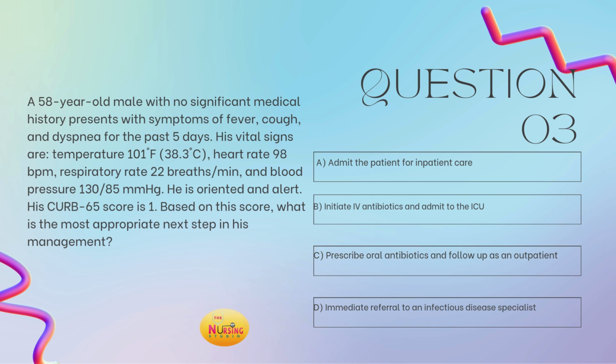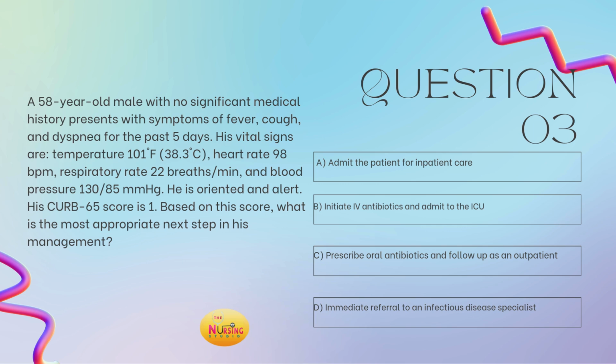All right, so the stem of the question here: based on this score, what is the most appropriate next step in his management? So what is his score? His score for the CURB 65 is 1. So the best answer here is C, prescribe oral antibiotics and follow up as an outpatient.